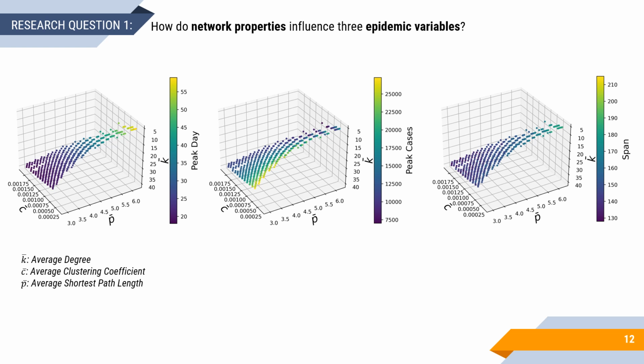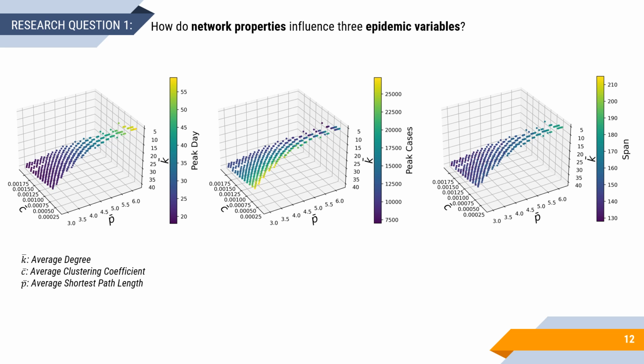In this experiment, we study the relationship between 3 selected network properties, that is the average degree, average clustering coefficient, and average shortest path length, with the 3 epidemic variables through scatter plots. The scatter plots show that the topological properties have a profound impact on the 3 epidemic variables. Networks with lower average degrees, high path lengths, and small clustering have delayed peaks, lower peak cases, and larger span.